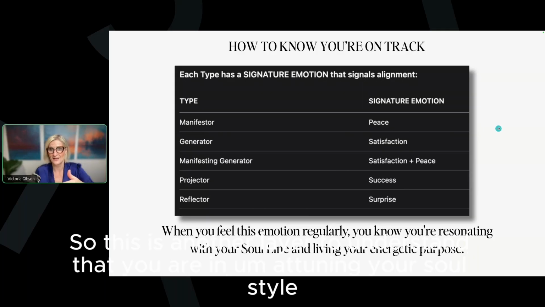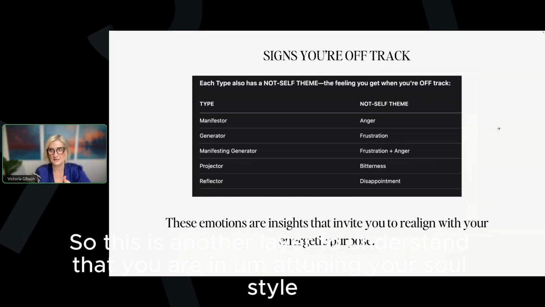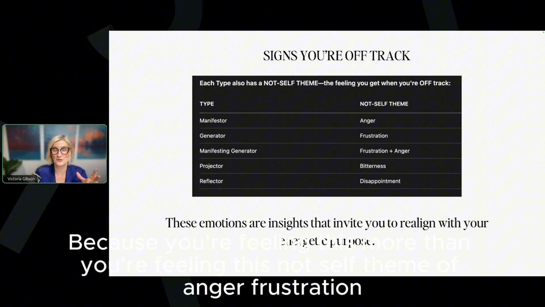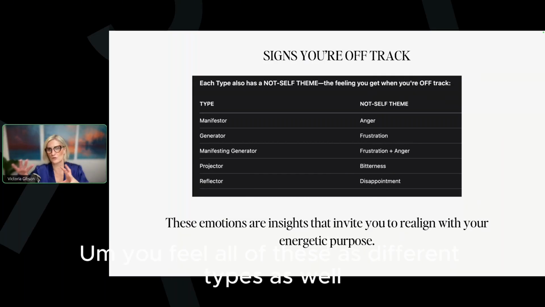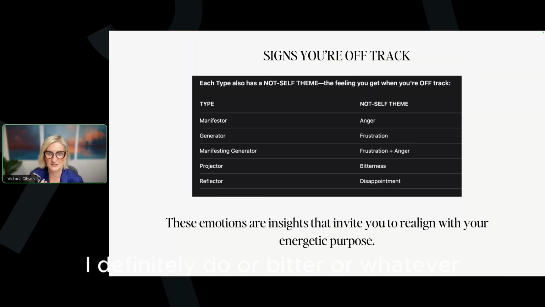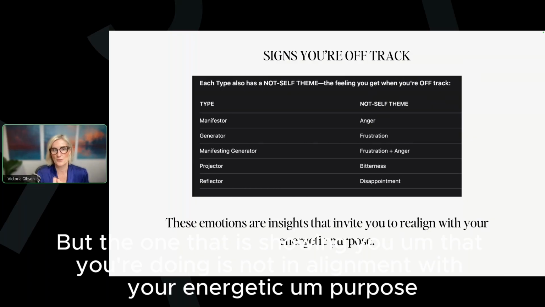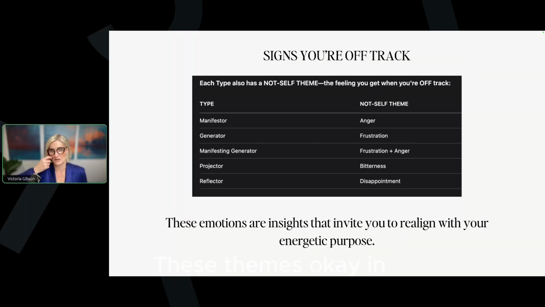So this is another layer to understand that you are attuning to your soul style, because you're feeling this more than you're feeling this not-self theme of anger, frustration. You know, all of these, there's different types as well. It's not like you never feel frustrated at times. I definitely do, or bitter or whatever, but the one that is showing you that what you're doing is not in alignment with your energetic purpose, are these themes, okay?